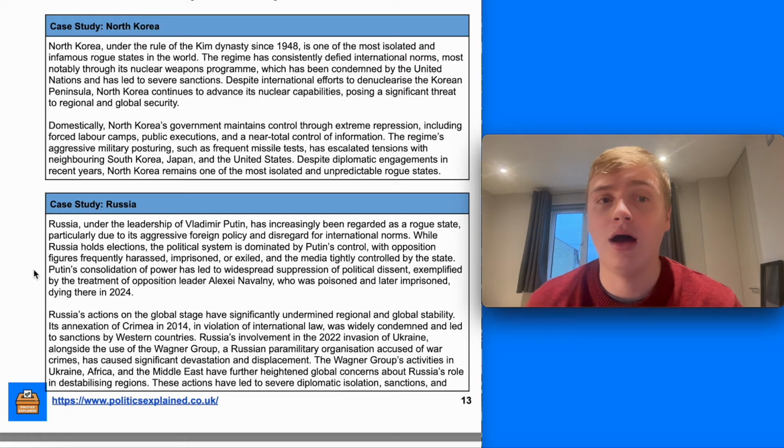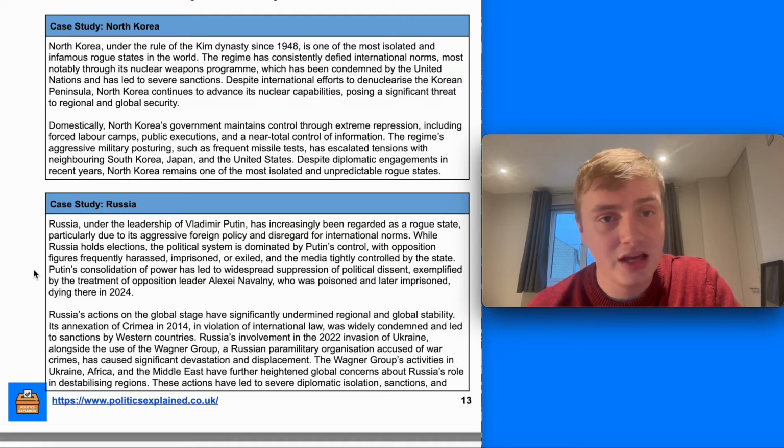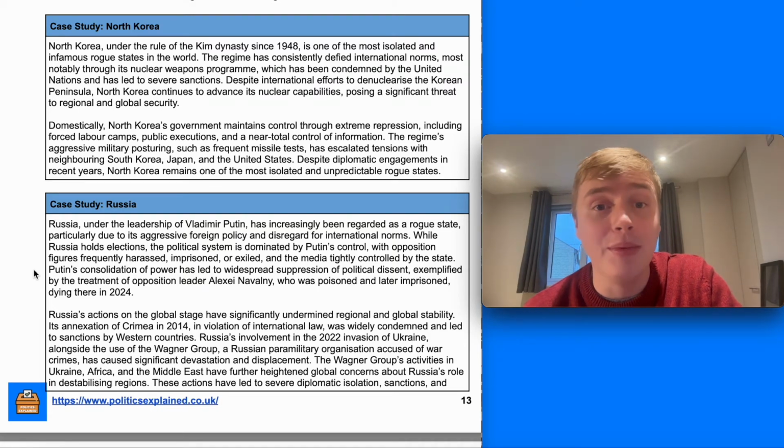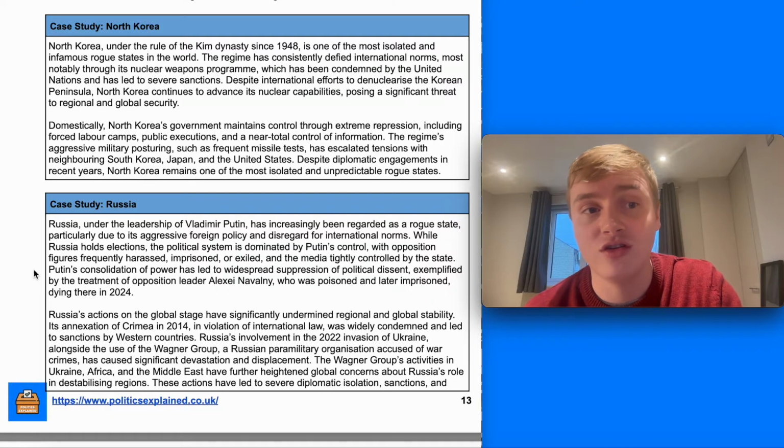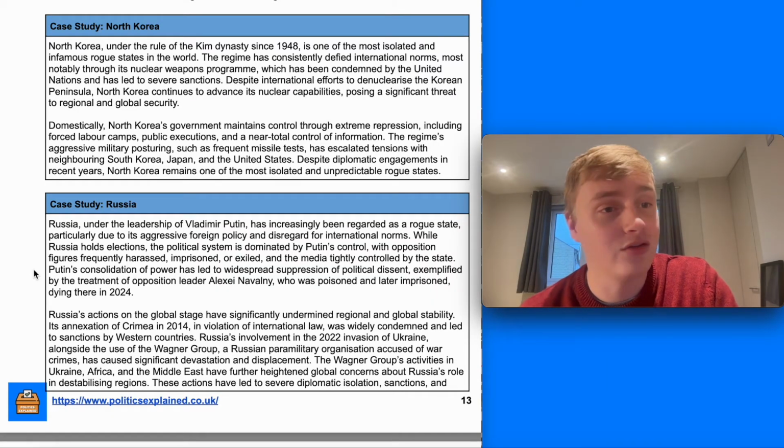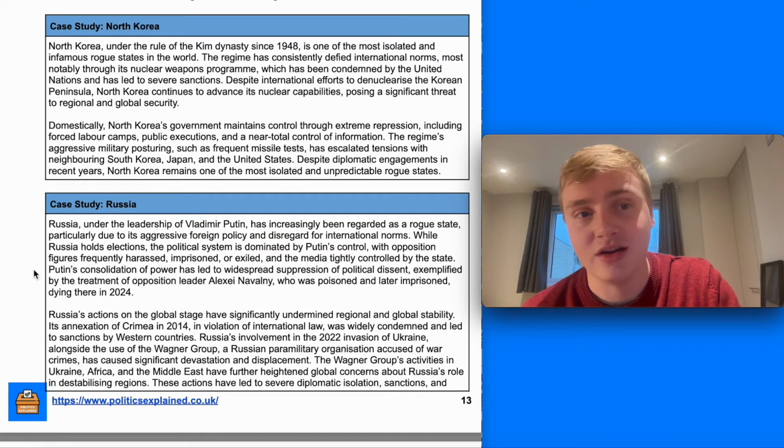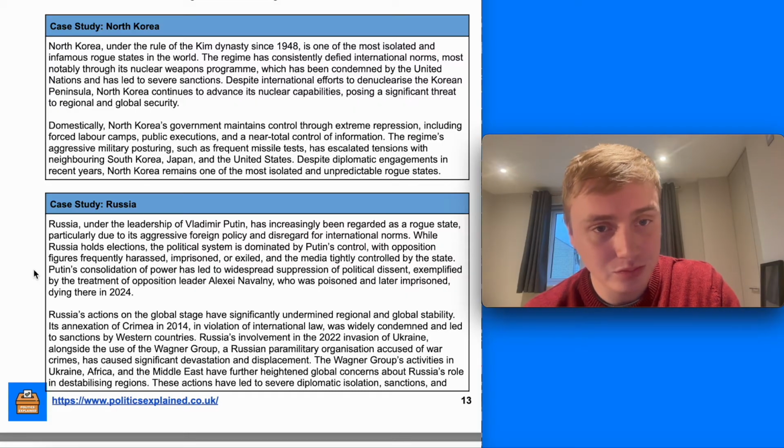So North Korea under the Kim dynasty is one of the most isolated, infamous rogue states in the world. It's consistently defied international norms. It's effectively an autocracy. It's a communist state. It's especially defied international norms for its nuclear weapons program, which it has really sought to develop, despite condemnation from South Korea, the United Nations, the United States.